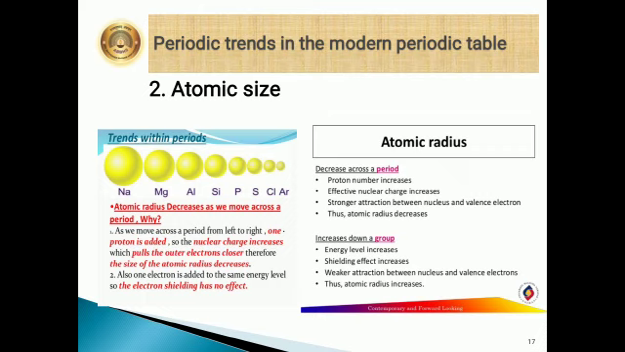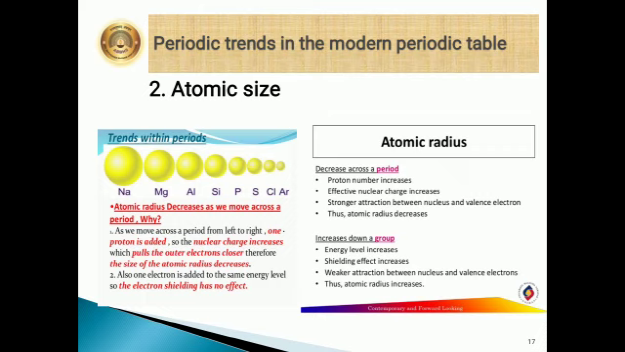Now when we are going down the group, the atomic size goes on increasing. It is because a new shell is added. Now we have seen in the periodic table also. As we go from left to right, the number of electrons is increasing. As we go down the group, the number of shells is increasing. Therefore, the distance between the outermost electron and the nucleus goes on increasing.